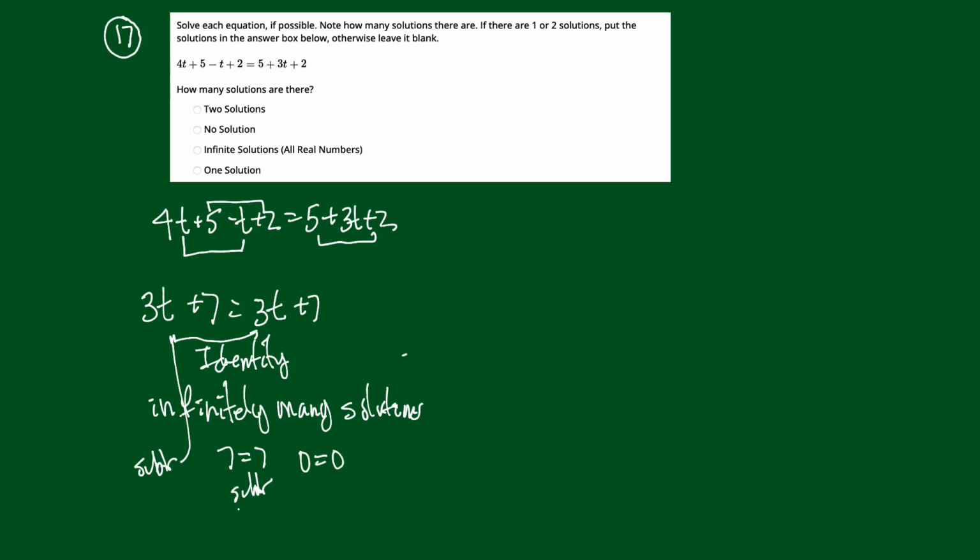All right? This is a true statement. And if you eliminate all the variables and get a true statement, you have an identity. So there's infinitely many solutions. So what are we going to do up here? Here we go, infinitely many solutions. So let's select that item.